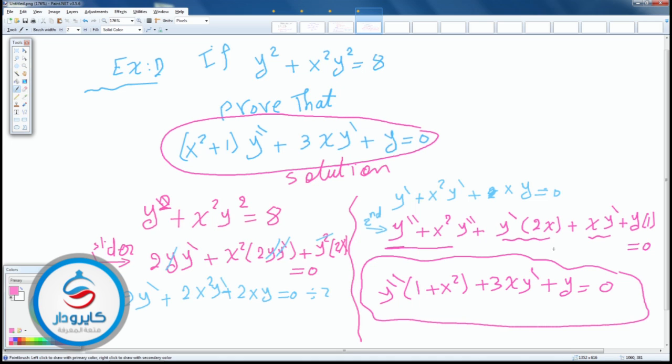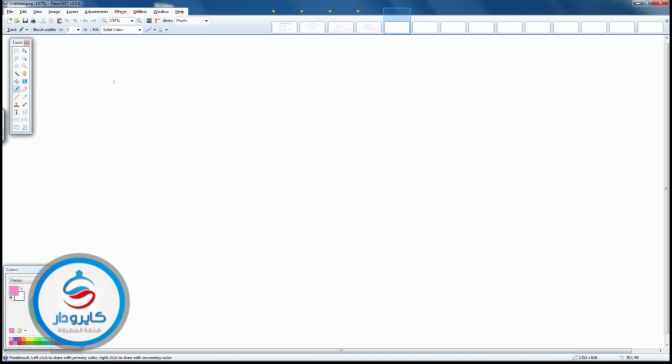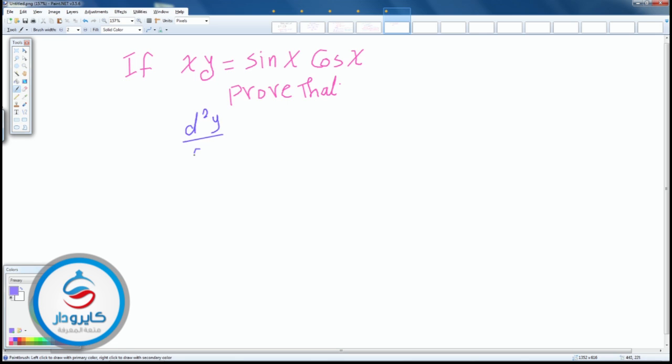Let's try to solve another problem. If xy equals sine x cosine x, prove that d²y/dx² + 2 dy/dx + 4xy = 0.